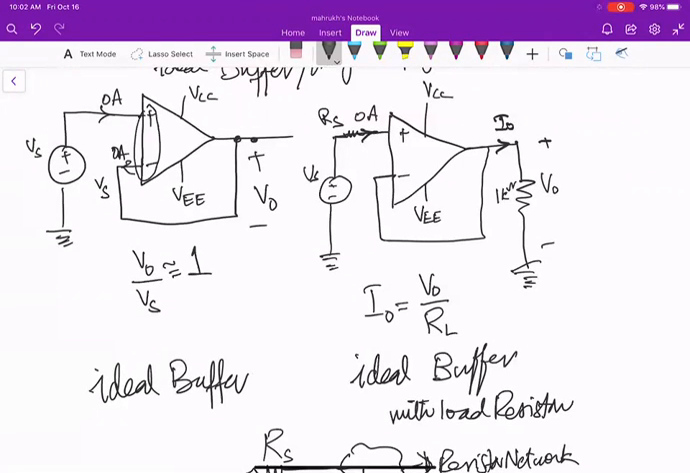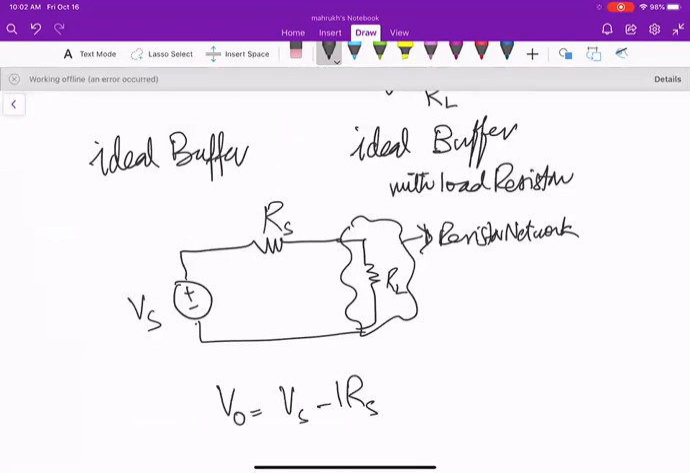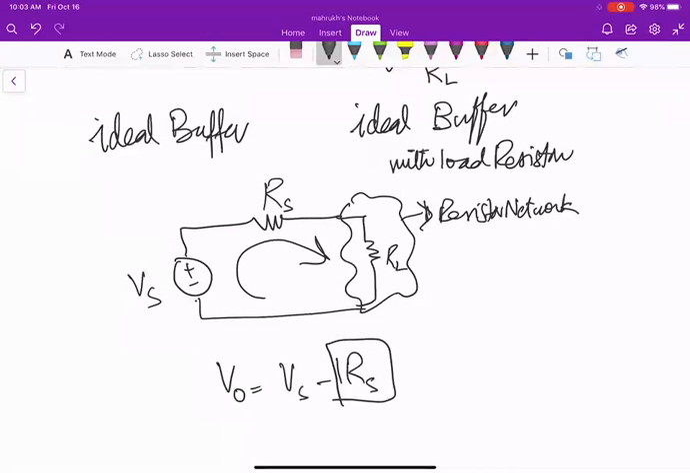Okay, so the answer is that we have already seen that your V naught here will be VS minus IRS, which means your V naught is dependent on your input current, right? It will be reduced by RS, the internal resistance. So it's an uncertain situation, because sometimes we don't know what RS is, and our V naught can change.